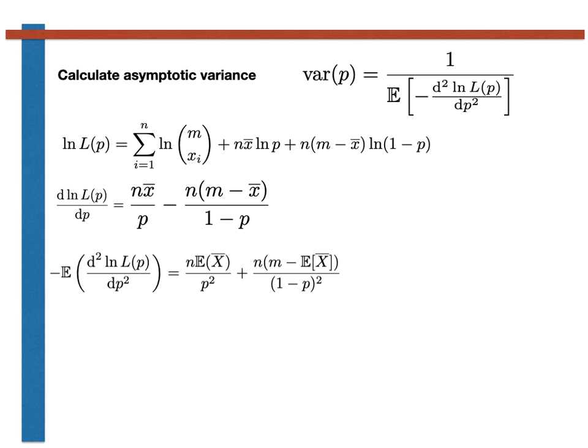We now note that x bar is a sample mean that is calculated by adding together identical binomial random variables with parameters m and p. The expectation of this sample mean is thus the same as the expectation of the underlying binomial random variable, i.e. m multiplied by p. We thus arrive at the following expression for the expectation of interest.